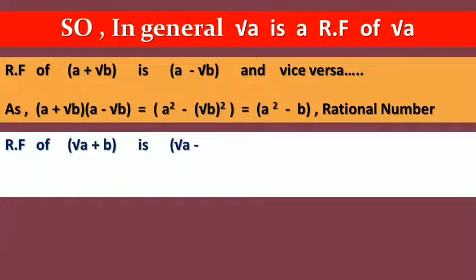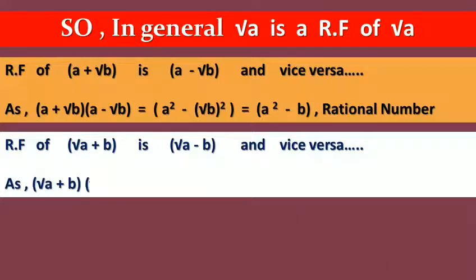Similarly, the rationalizing factor of root A plus B is root A minus B, and the rationalizing factor of root A minus B is root A plus B. For the same reason here also, if we multiply these two, we get a rational number, A minus B square.